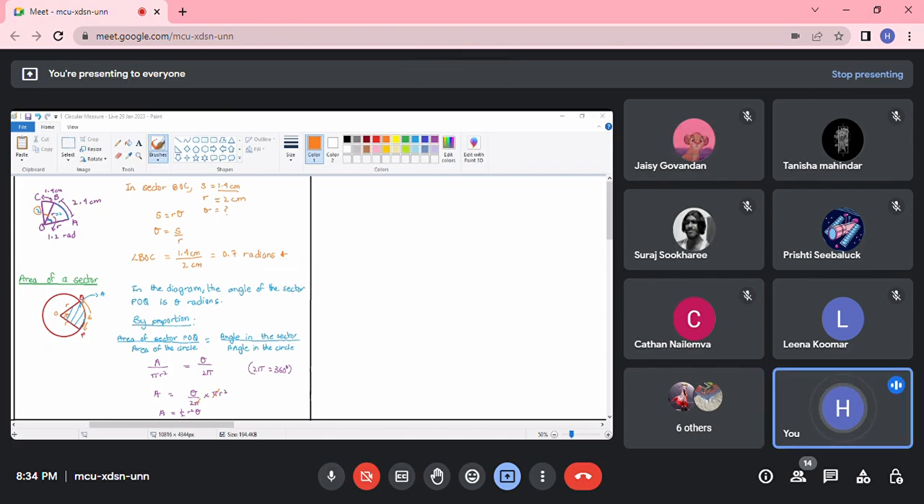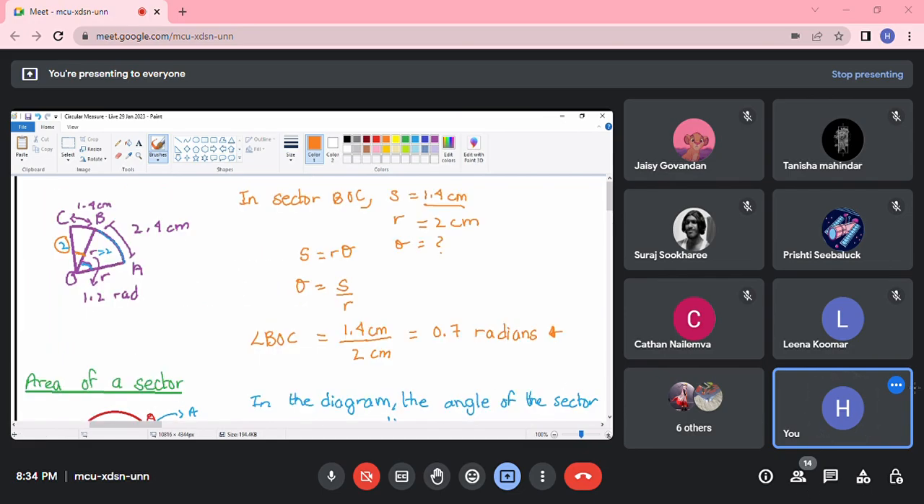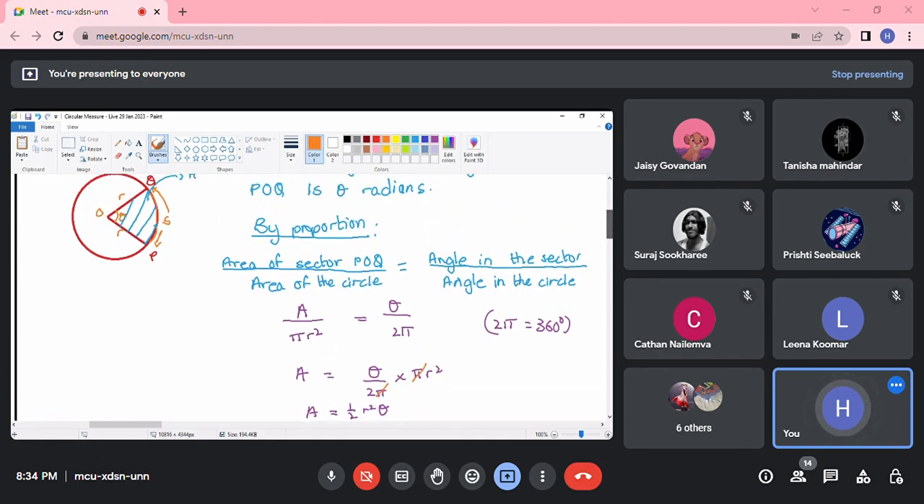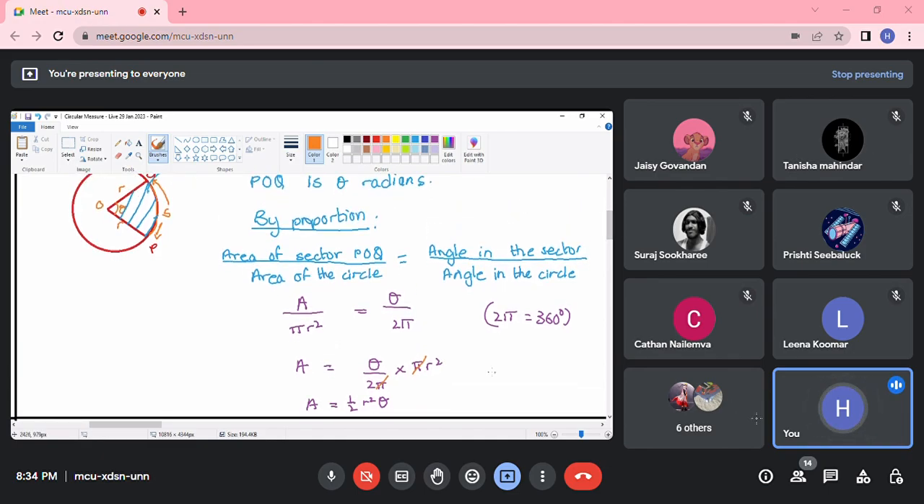Ok, donc nous continuons maintenant. Yes, so we have just proved that the area of a sector is equal to half r squared theta. Donc ça, c'est a very important relation, and to note that theta is in radians toujours.